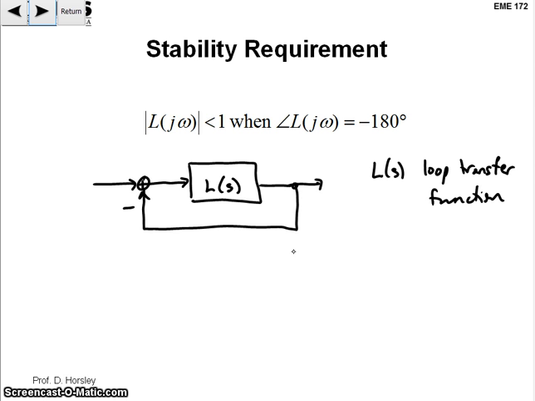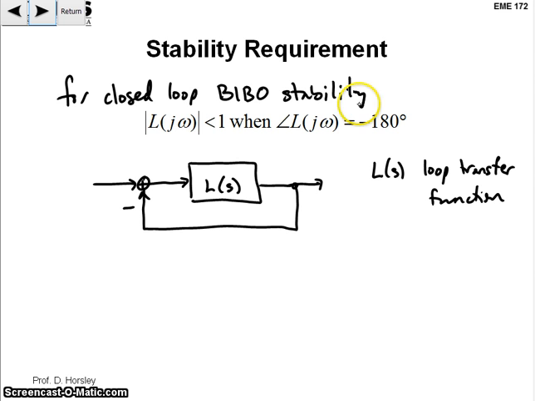And the idea is that for this system to be stable, closed loop, I'll call it bounded input, bounded output stability, we require that the gain of the loop transfer function be less than 1 when the phase of the loop transfer function is equal to minus 180 degrees. So let me motivate this just a little bit. Some intuition.